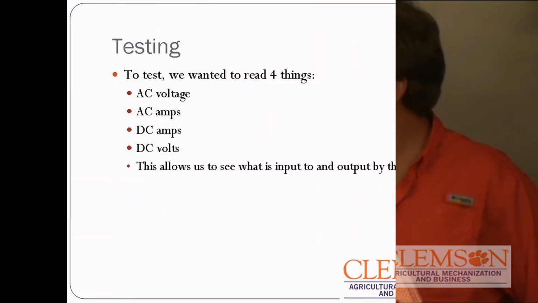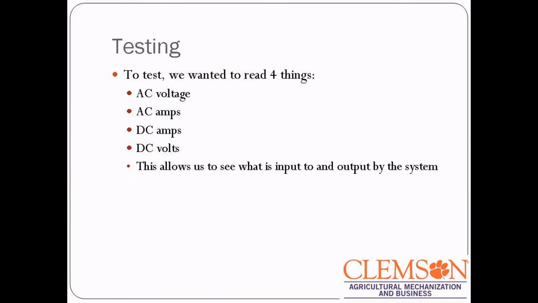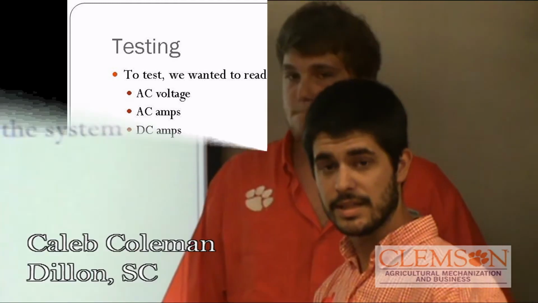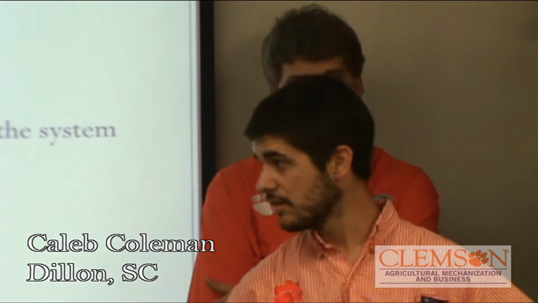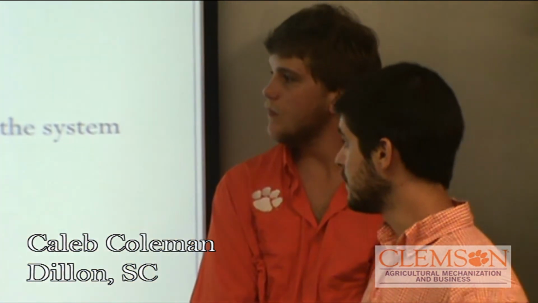The test, you essentially want to read 4 things. The AC voltage and the AC amps, those are your input. And then you got your DC amps and your DC volts, and that's your output. The AC amps and volts are what's coming into the motor, and then it turns this alternator and outputs the DC amps and the DC volts.